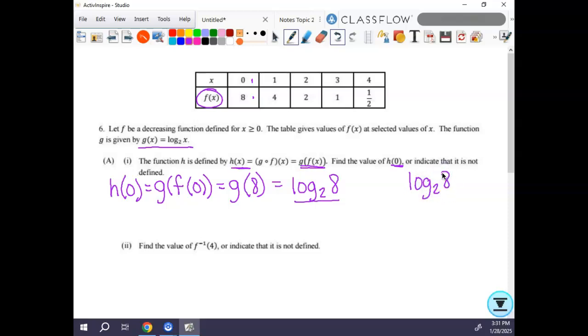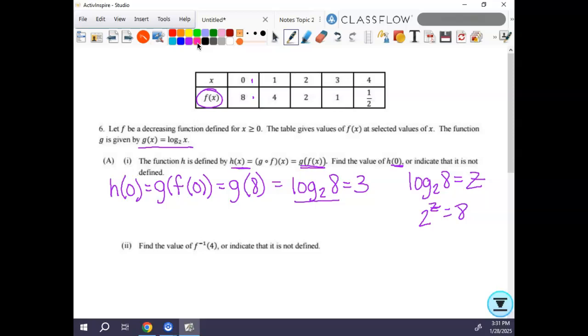I could set it equal to x, or whatever. I'm going to use z just so it's different. And then I'm going to rewrite it as an exponential. So 2 to the z power equals 8. And 2 to the third power would equal 8. So this equals 3. Okay. All right, so then I want the value of f inverse of 4.